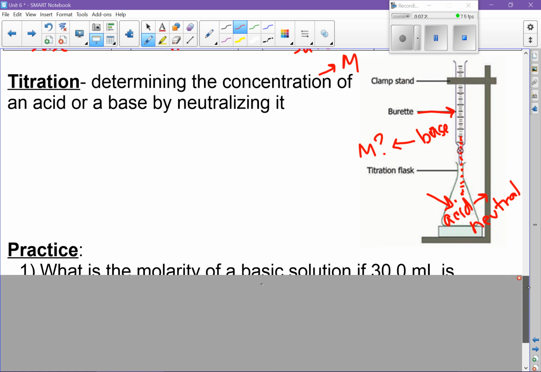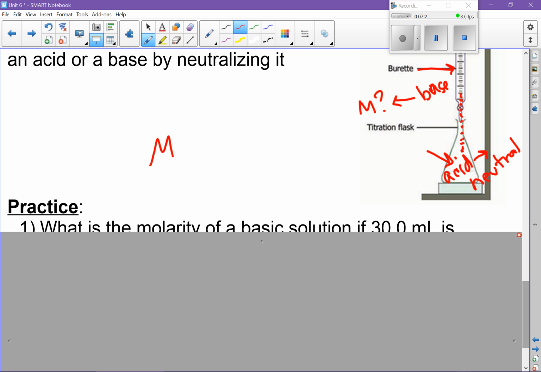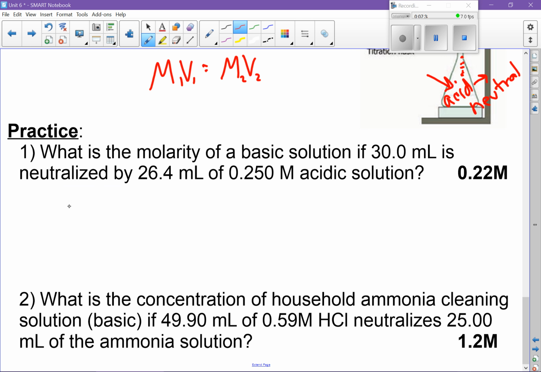And you know how to do this math already because it uses our molarity formula, M1V1 equals M2V2. So we're going to do a little practice with that and get it back in your head. So grab your calculator. M1V1 equals M2V2. Now when you do this, you kind of want to think, alright, one side is going to have all the acid stuff on it, and the other side will have all the base stuff on it.